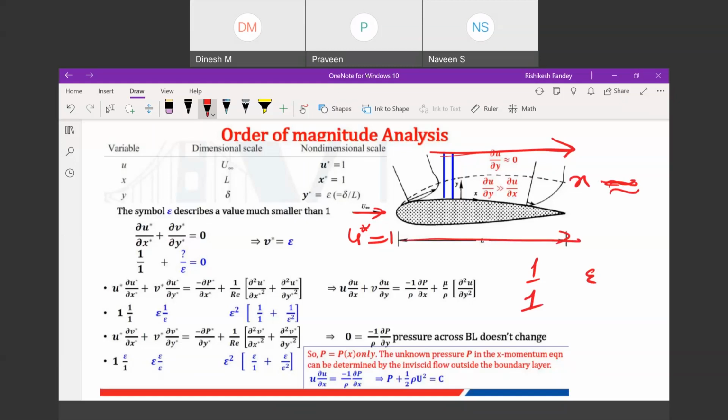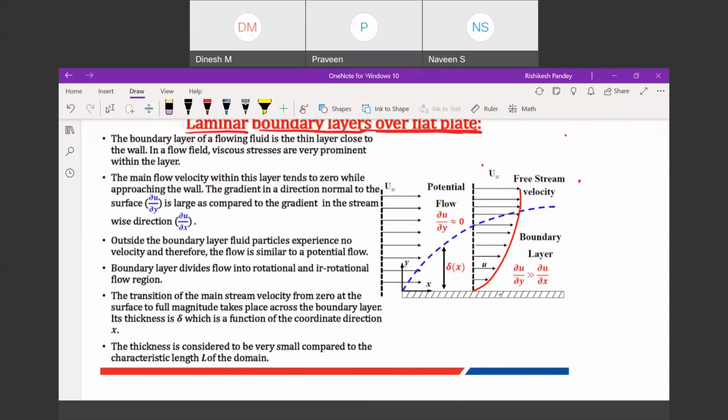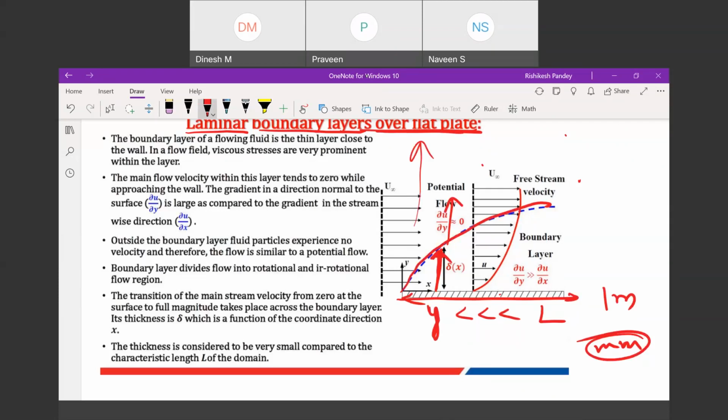But the y direction, which is the direction of the boundary layer. If I consider this particular figure, you see the height of this boundary layer, which is in the y direction, is very small compared to the length of the plate. If this is my length of the plate, and let's say it is 1 meter, this height will be in mm, very small. Because we are focusing inside this only, not going outside. Outside again, you can go up to whatever height you want, up to what height the fluid is flowing. But we are just talking up to the boundary layer.